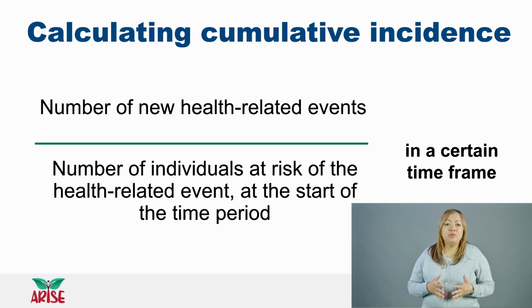We'll start with cumulative incidence. Cumulative incidence is often the measure we are referring to when we talk about incidence, and it is sometimes called incidence proportion or risk. We calculate cumulative incidence as the number of new health-related events in a certain time frame divided by the population at risk for these events, measured at the start of the time frame. Remember that the event can be a diagnosis of a condition, the development of a health-related behavior, or other event.